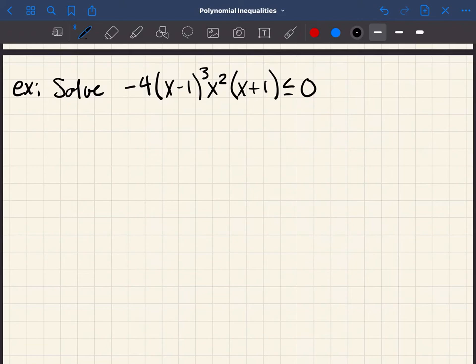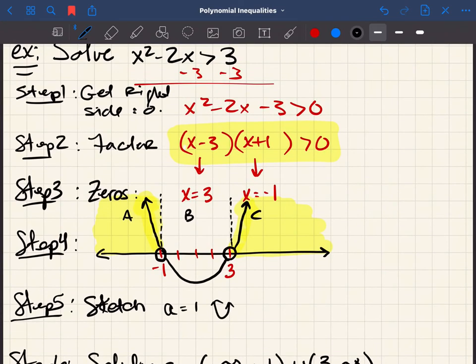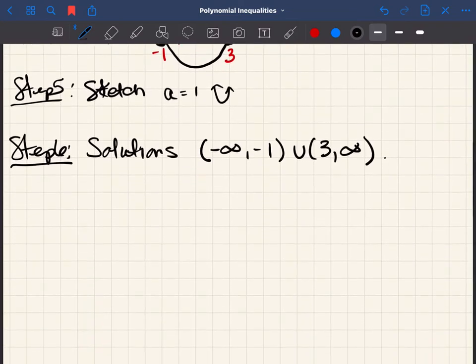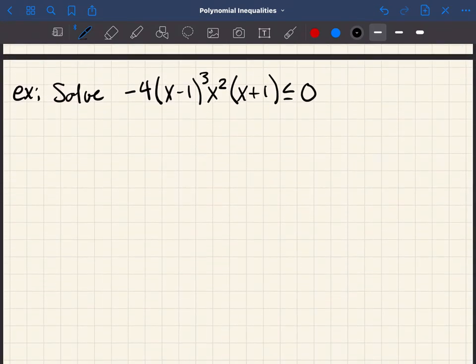So here's our inequality. So step 1, going back looking at our example, we said step 1, we need to get the right hand side equal to 0, and we already have that. Step 2 is to factor, and we already have that. So we're already at step number 3. So what we need to find here are the zeros. So let's do that. So looking at each of our factors, why don't we set each one? So here we have -4, but -4 can never be 0, so we don't need to look at this one. But we do need to look at this factor.